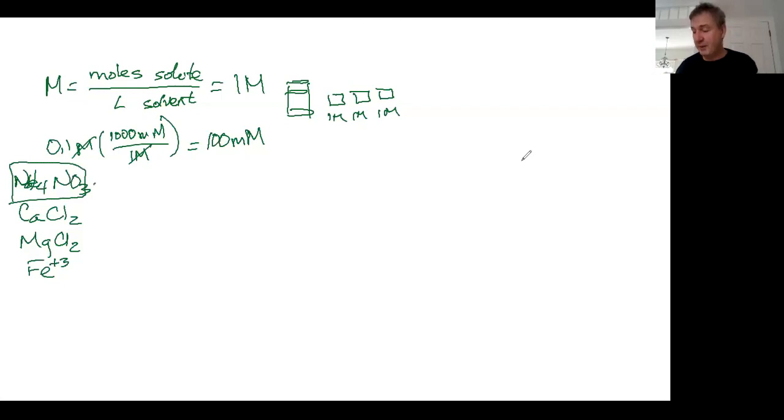And be aware, this has 2 particles, ammonium and nitrate. And this actually has 3 particles: 1 calcium cation and 2 chloride anions. We're looking at absolute number of particles. It doesn't actually matter what the particles are in terms of conductivity. What matters is how many. It doesn't matter what, it just matters how many.